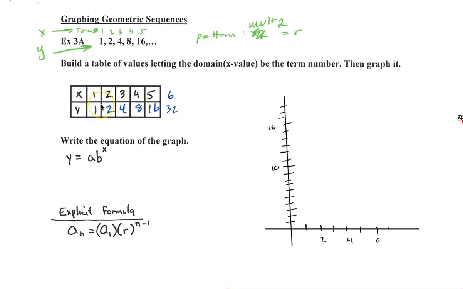So let's plot it. 1, 1. Like right there. This is all estimation. 2, 2. 3, 4. 4, 8. That's the first big jump. 5 and 16. That's another jump.